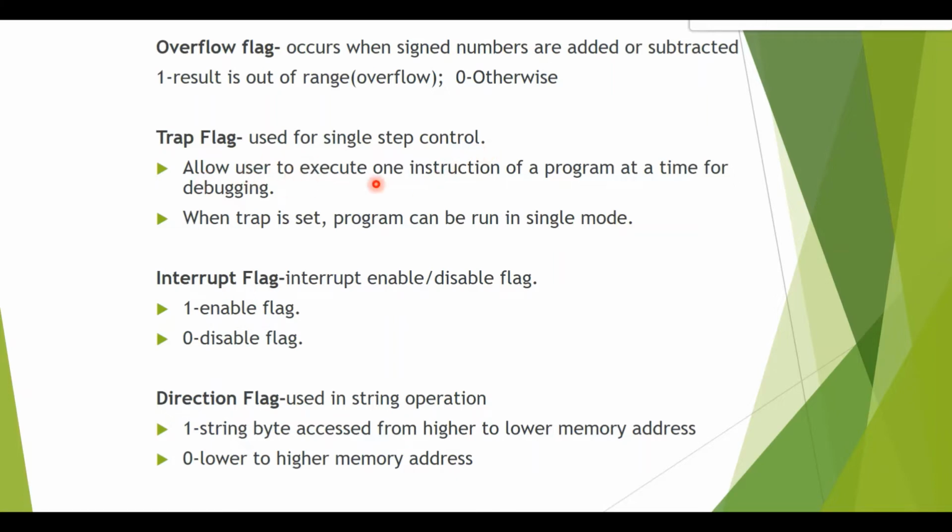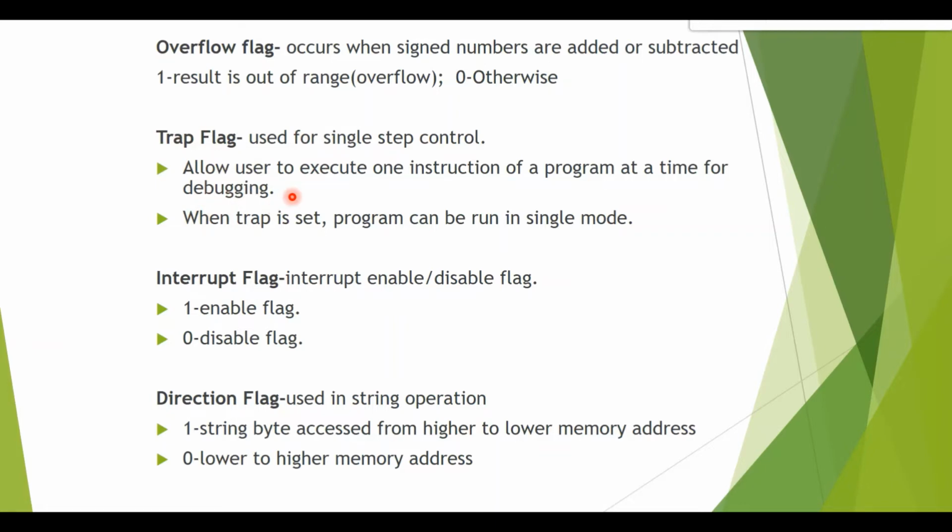So this allows the user to execute one instruction of the program at a time. So the whole program is not compiled or run at a time. One by one the microprocessor is executing the program, and if there is a result, then it shows the result, and this is again used for the debugging. So when the trap flag is set, by using the instruction we have to set the flag.